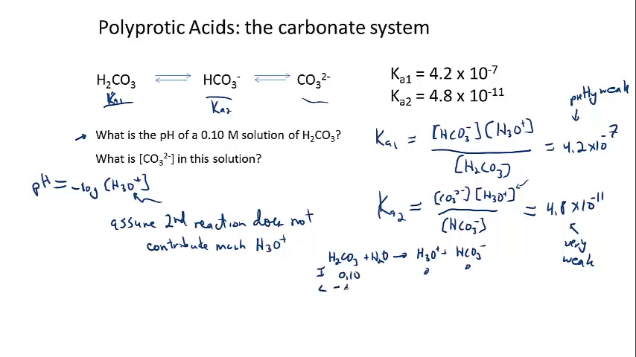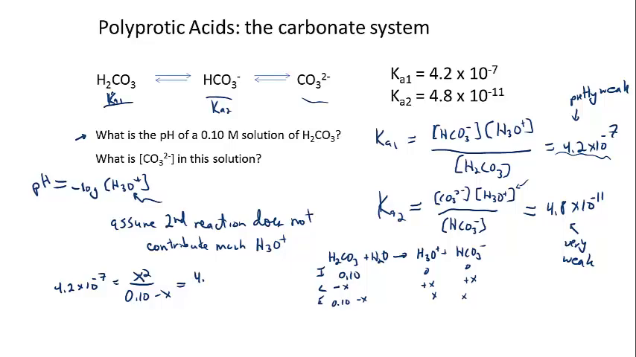Our change is going to be minus x, plus x, plus x. Our equilibrium is going to be 0.10 minus x, x, and x. And therefore, we can say that Ka, 4.2 times 10 to the minus 7, is equal to x squared over 0.10 minus x. Because Ka is so small, we can assume that 0.1 minus x is really just very, very close to 0.1. That's a very good assumption.